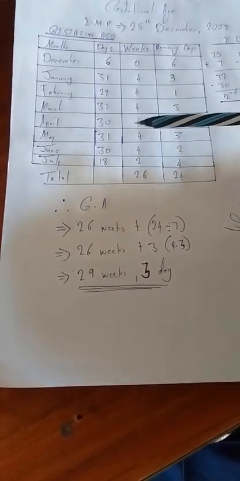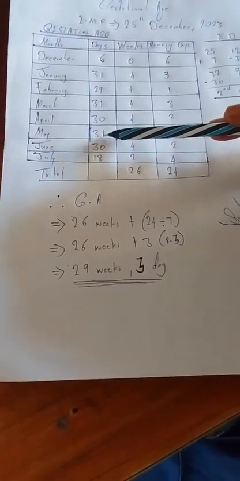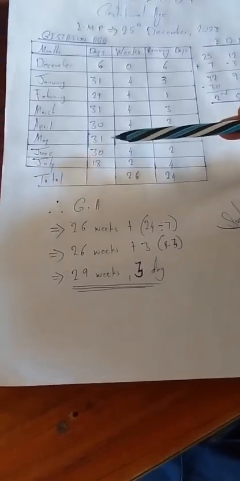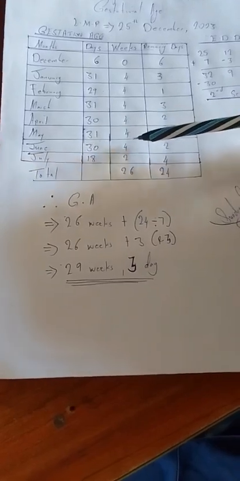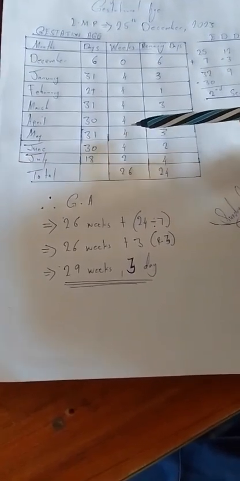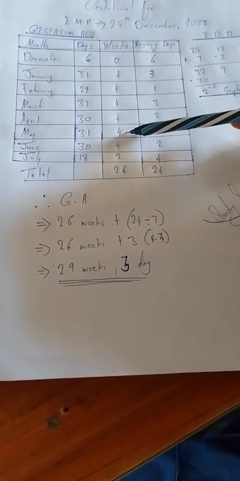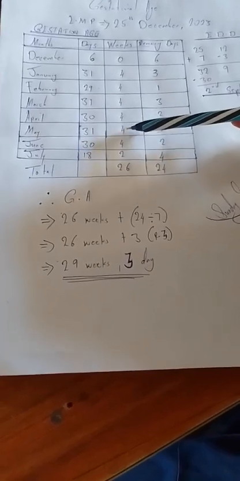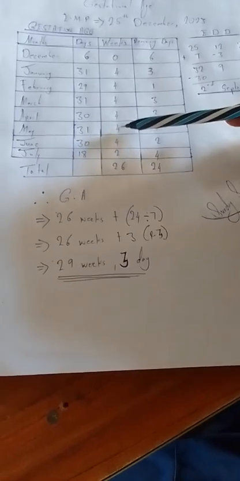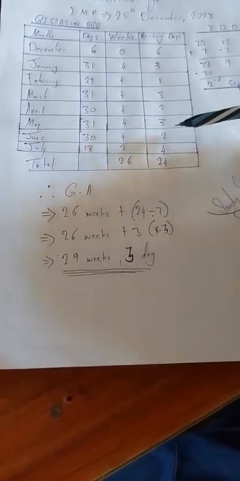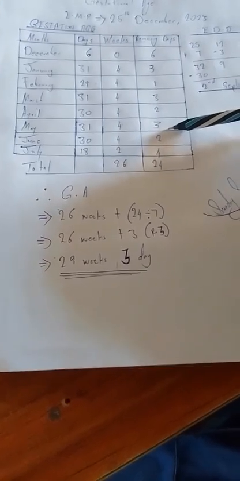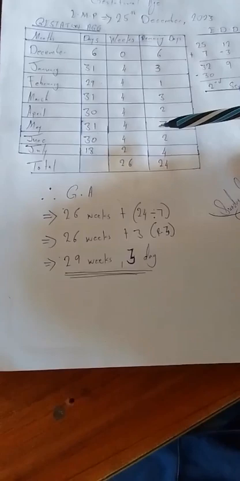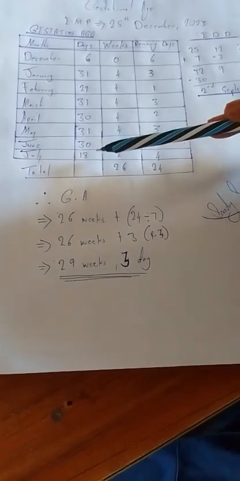From April, we go to May. May has how many days? 31 days. In 31 days, we have 4 weeks, so that 4, we write it in weeks. In 4 weeks, we have how many days? We have 28 days. If we subtract 28 from 31, we get 3. Then from May, we go to June. In June, we have how many days? We have 30 days.